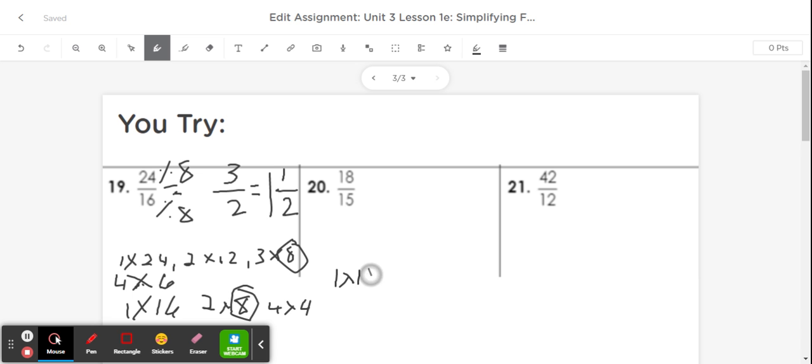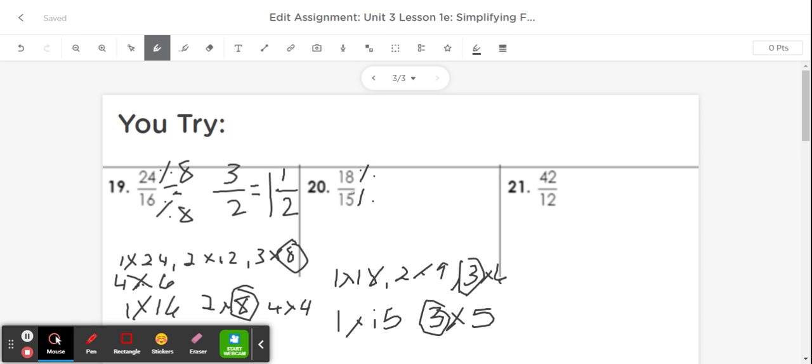1 times 18, 2 times 9, and 3 times 6. 1 times 15, and 3 times 5. So our biggest is 3. Divide them both by 3. 18 divided by 3 is 6. 15 divided by 3 is 5. So we could say 6/5 with an improper fraction, or we could say 1 and 1/5.